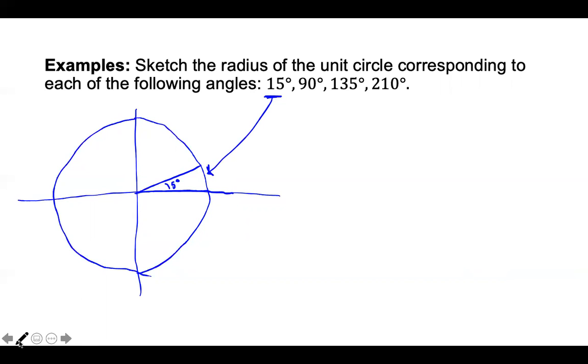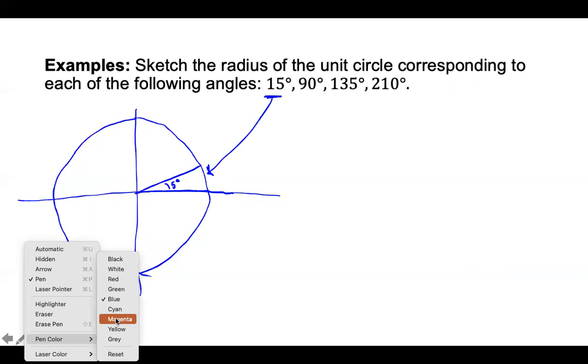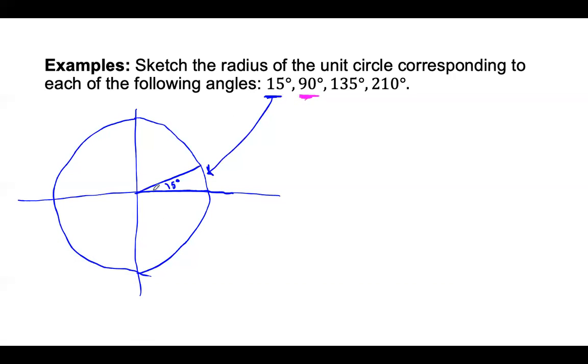Okay. What about 90? So 90 degrees is about, the whole circle has 360 degrees. 90 is, there are like 4 slices, 1, 2, 3, 4. 90 is here. So we measure to here. And you can have a box to denote 90 degrees. So this is 90.